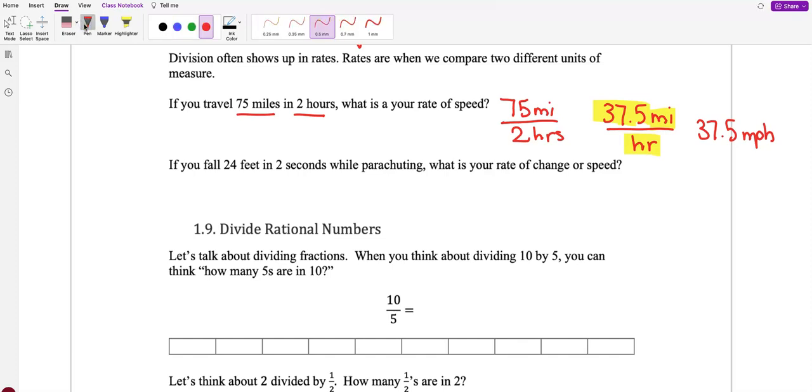If you fall 24 feet in 2 seconds, 24 feet, 2 seconds, this is 12 feet per second.